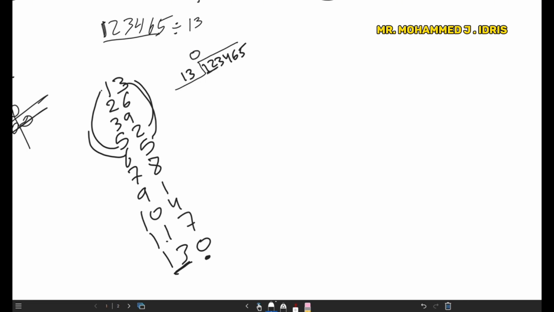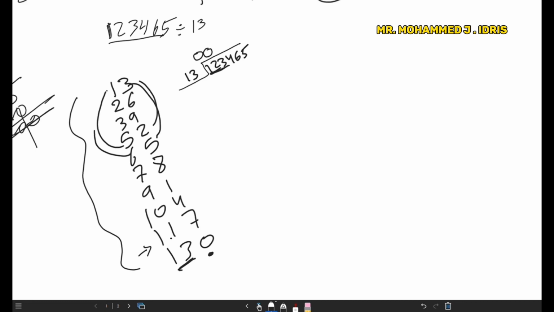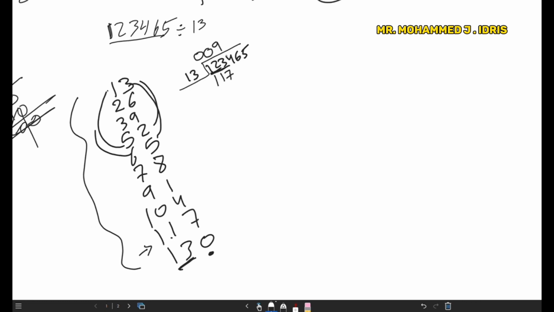We take 12 all of it. 12 divided by 13, we can't, because it's smaller. So we take 123 all of it. Which of these is closer to 123? I have 117, which comes from 9. You can check: 1, 2, 3, 4, 5, 6, 7, 8, 9.